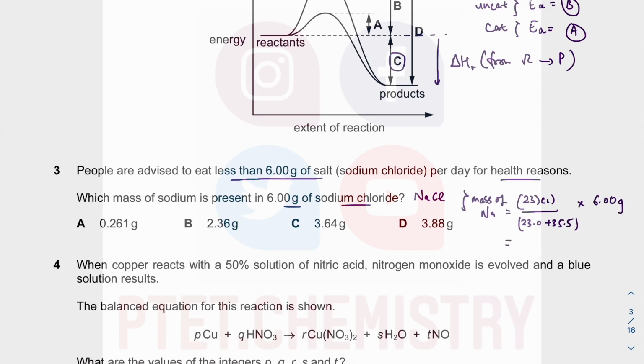So it's 23 divided by bracket 23 plus 35.5. The bottom bit should give you 58.5. Don't forget you should use brackets to avoid calculation error. So 2.3589, which is 2.36 gram to 3 significant figures.